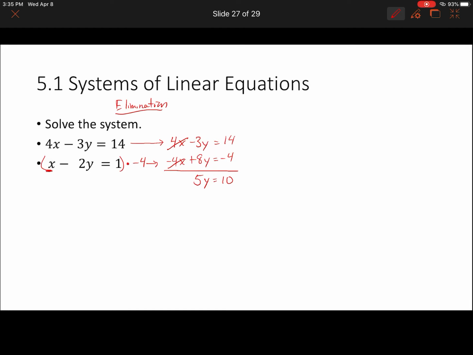Well, now we can just solve for y. So we'll divide by 5, and we'll get y is equal to 2. Now, that's one of our numbers we're looking for, but we still got to have x.